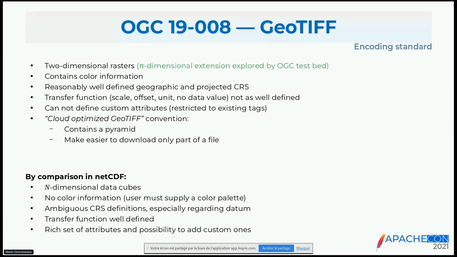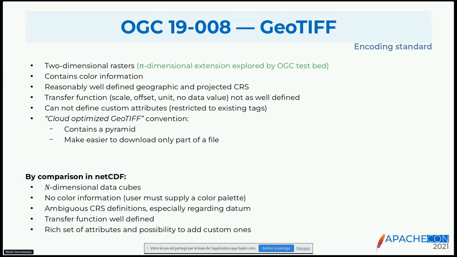NetCDF, this is the complete opposite. They are very good fit for scientific data, but not so good for visualization. So GeoTIFF, for example, they have the color information in the file. If it is cloud optimized GeoTIFF, they have a pyramid, which allows to zoom in, zoom out quickly. But the way to get scientific value, to convert a pixel to a scientific value, like a temperature, is not as well defined as in netCDF, for example.